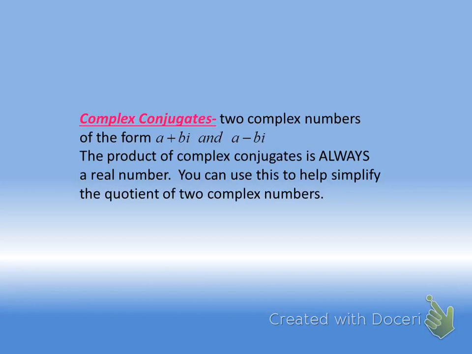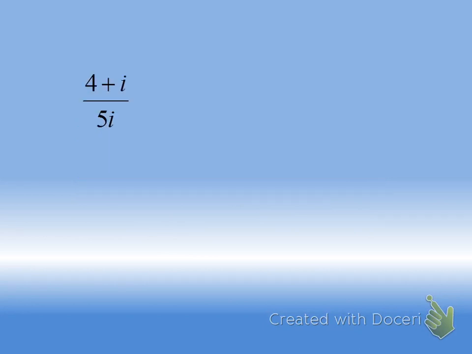A little side note with these, you can use the product. The product of complex conjugates is always a real number. So you're turning 2 complex numbers, multiplying them together into a real number, which is slick. You can use this to help simplify the quotient of 2 complex numbers. Okay, now, your first example. 4 plus i over 5i.